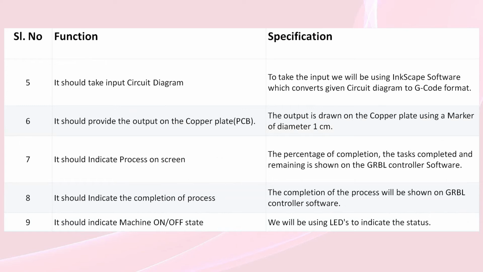It should indicate processes on screen. The percentage of completion, the task completed and remaining is shown on the GRBL controller software. At last, it should indicate machine on-off status. We will be using LEDs to indicate the status.